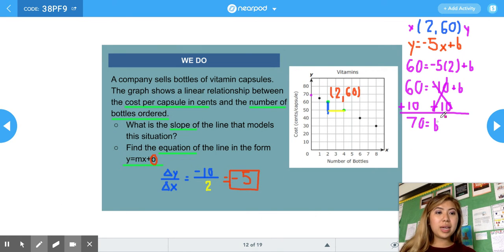Combining this y-intercept information as well as our slope information, we're going to write our equation. So we have y is equal to negative 5x plus 70. And we're adding 70 because our y-intercept is at positive 70. If it was at negative 70, we'd subtract 70.